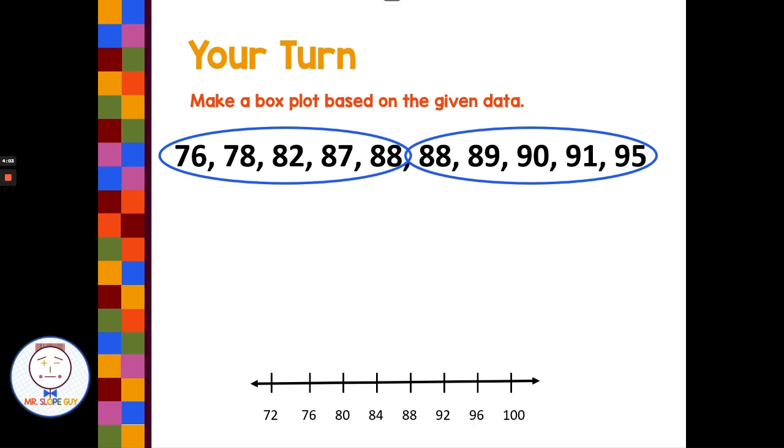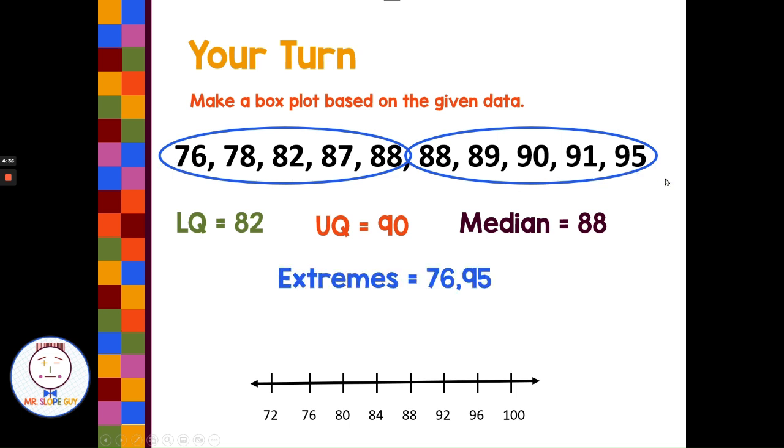All right, you should have paused the video, came back to check and see where we're at. So let's find our 5 dots, our 5 key pieces of data from this data set. We'll start with our lower quartile. Our LQ was 82. We had an upper quartile at 90, the median of the upper half. Then we have the median of the whole thing. Well, I had 2 numbers in the middle, 88, 88. I could add those together and divide by 2 and get 88. Then I want the extremes, our least and greatest point. We had the least at 76 and our greatest at 95.